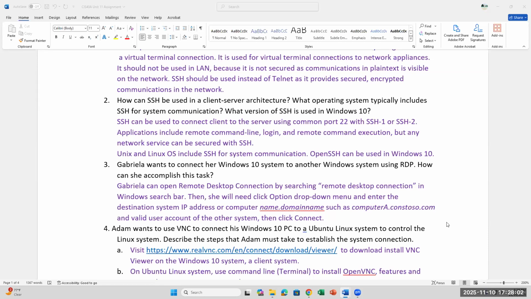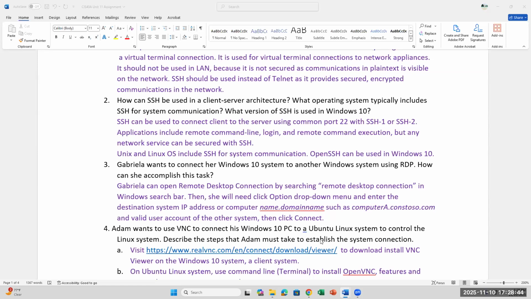Now for VNC, as I mentioned, you are going to use Real VNC. It's an app that you can install, and this app needs to be installed on both systems. One is going to be the server, that's the destination system. And the one that you're using to access remotely is going to be the client. So for number 4, it says Adam wants to use VNC to connect his Windows PC to an Ubuntu Linux system. To control the Linux system, describe the steps that he must take to establish the connection.